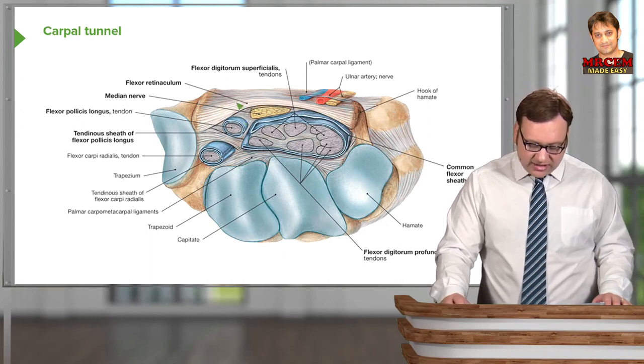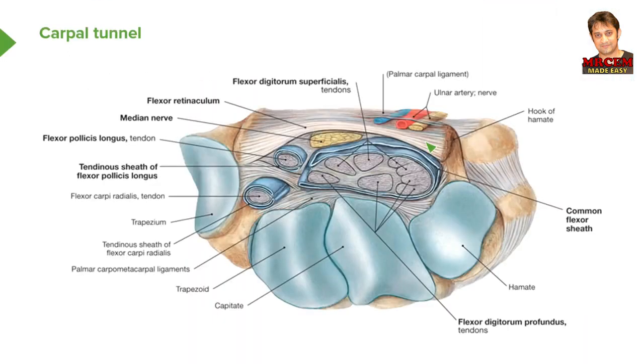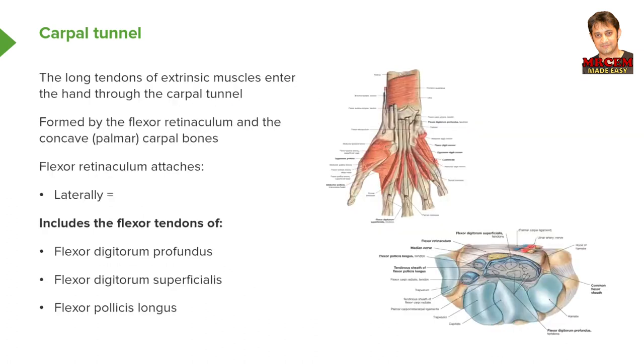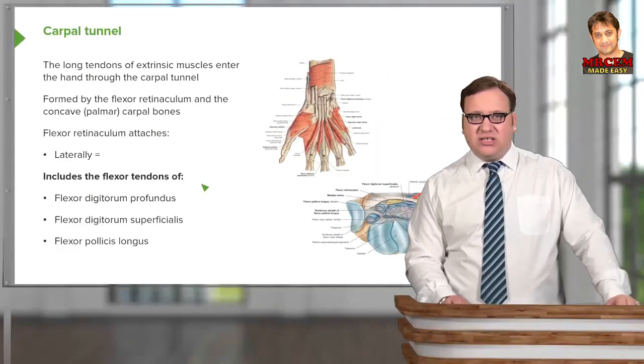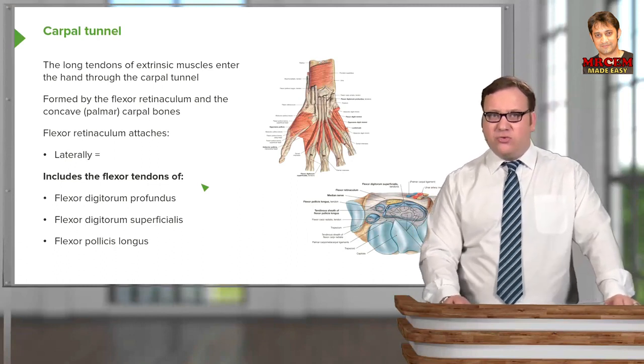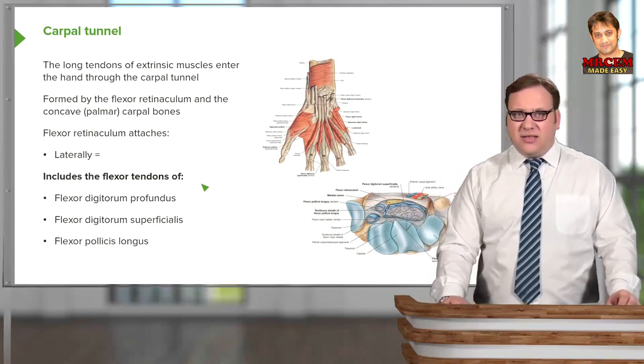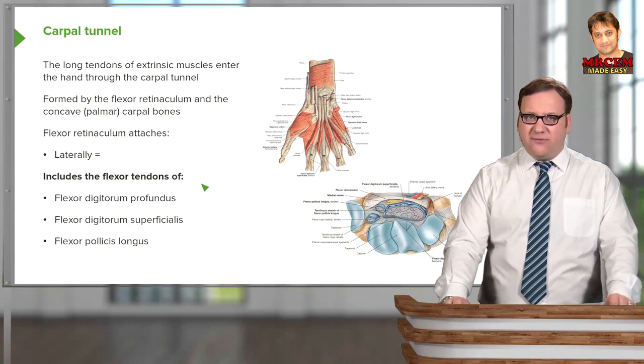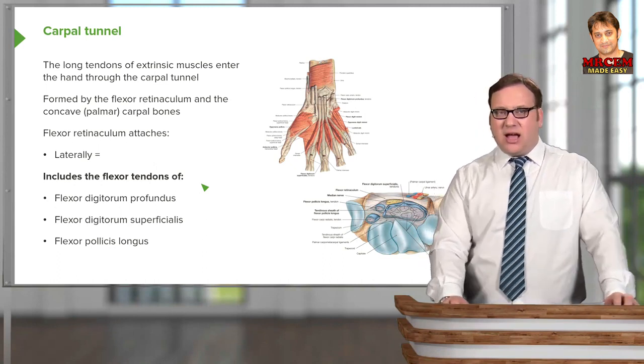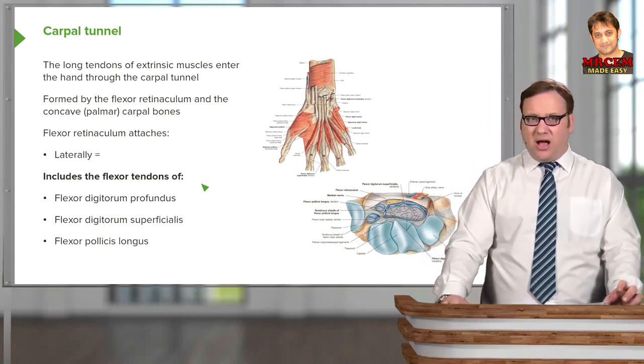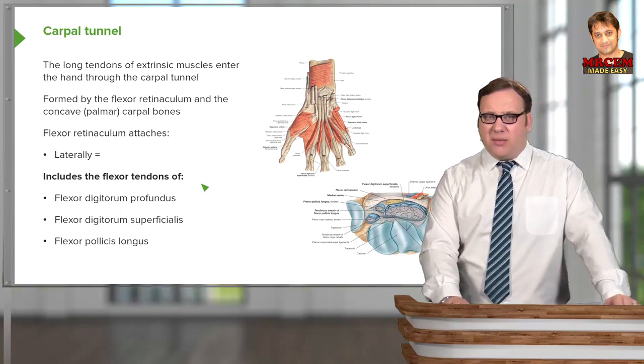We can see the flexor retinaculum in this section, and we can see we've got the tendons here surrounded by a flexor sheath. And we can just talk through these tendons. So the long tendons of extrinsic muscles enter the hand through the carpal tunnel. This carpal tunnel is formed by the flexor retinaculum and the concave palmar aspect of the carpal bones.